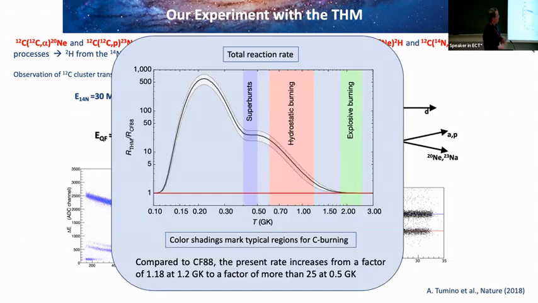So you calculate the reaction rate, and because of the resonances, you get an enhancement of the reaction rate. And this is showing you more or less what you expect for different astrophysical scenarios, okay? Okay, that's the easy part.